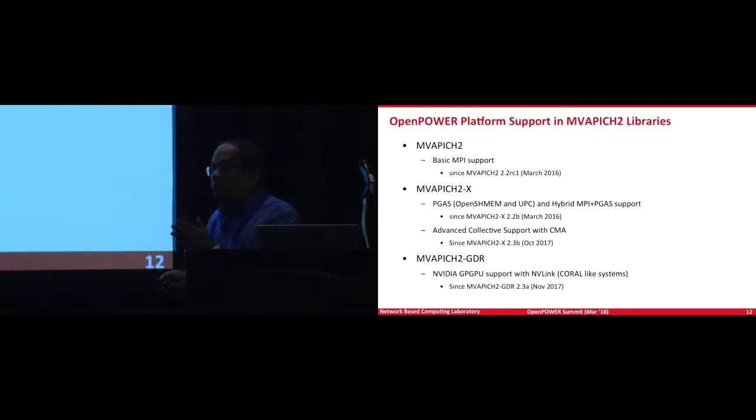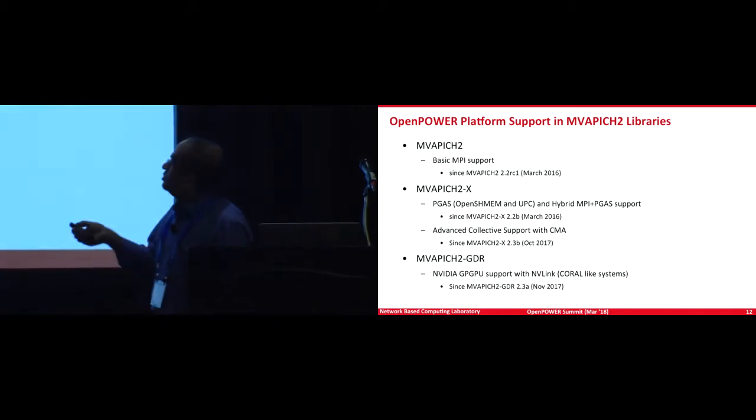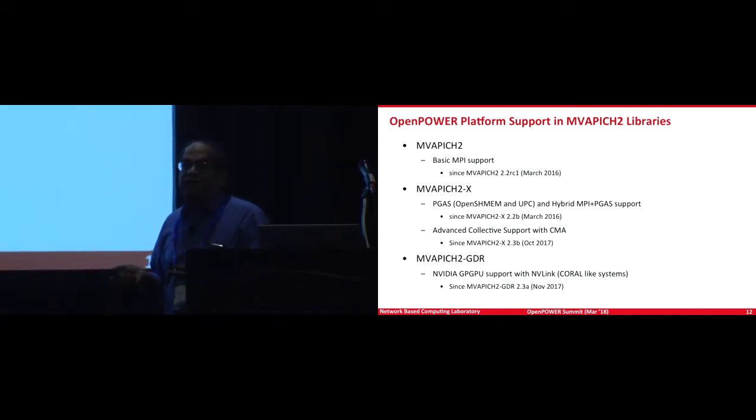As OpenPOWER came into the picture, of course the community has been there with x86 for many years, and over a period of time we have been trying to provide more and more optimization for OpenPOWER in our stack. So, in the basic MPI support, almost 2 years back, we enabled the initial support and we continuously enhance it. The PGAS support also has been there for almost 2 years. Now, recently we have provided some very advanced collective support. I will talk about that, and also the NVIDIA GPU support, and especially with NVLink.